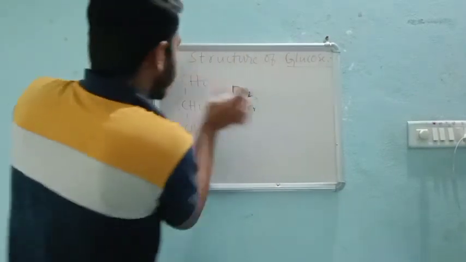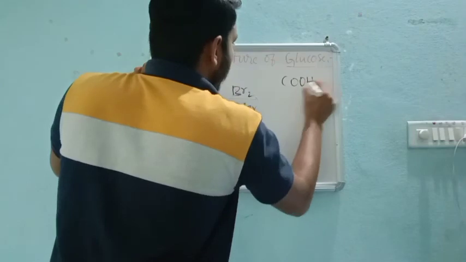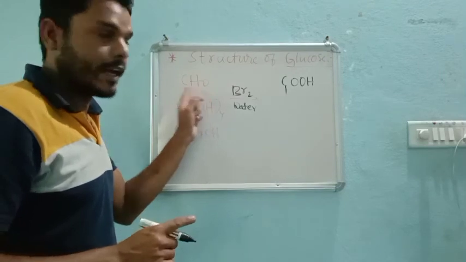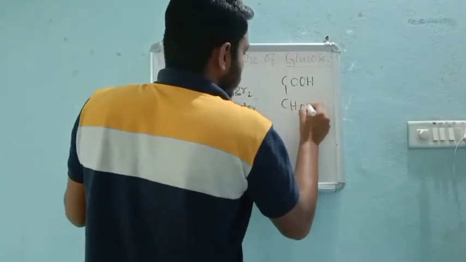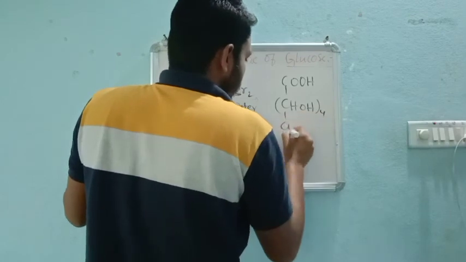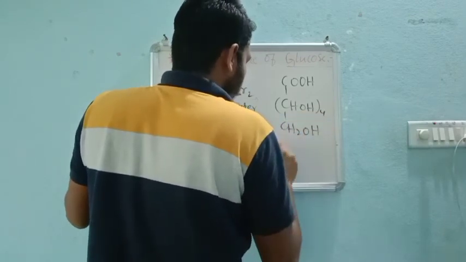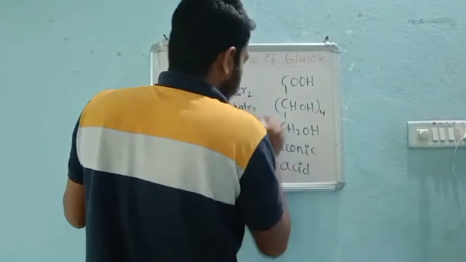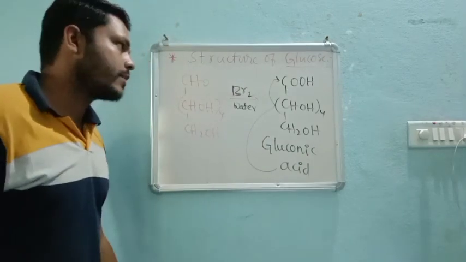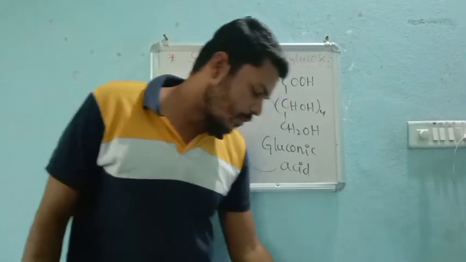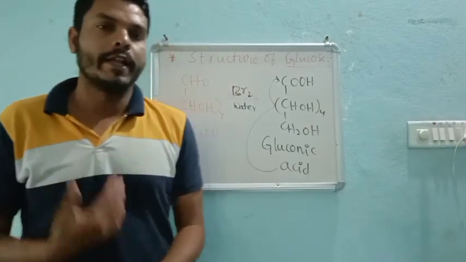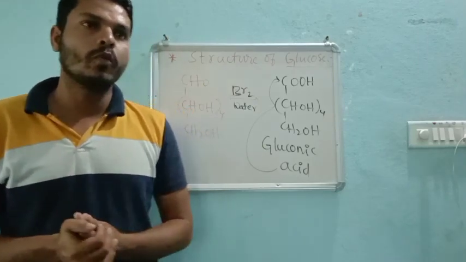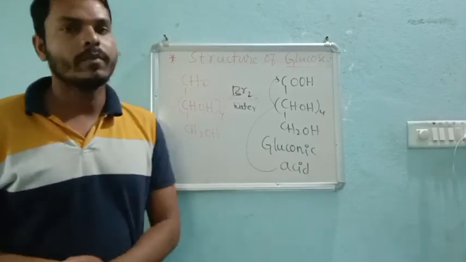That means the CHO becomes COOH, and bromine is an oxidizing agent, so it introduces oxygen into the aldehyde. CHOH as it is, four times, CH2OH. This is called gluconic acid. The presence of gluconic acid indicates that there is a carbonyl group in the form of an aldehyde. So this is all about today's class. In the next class, we will discuss some two more points, and then we will confirm the structure of glucose. Thank you.